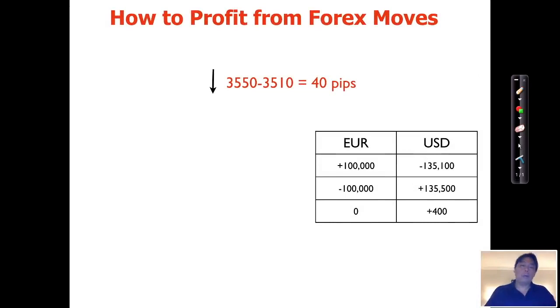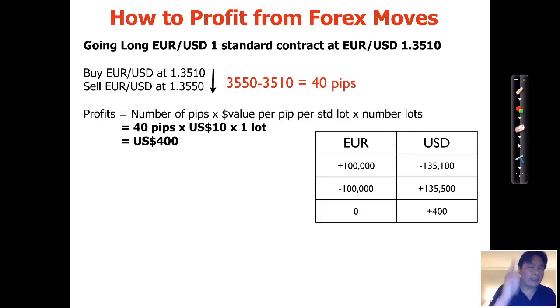Okay, so let me explain the same thing in a linear form. Some people like to think linear. So again, I go long on Euro USD, one standard lot at 3510. I buy Euro USD at 3510 and sell it at 3550. The difference is 40 pips. The profit is the number of pips times the dollar value per pip times the number of lots. So 40 pips times 10 bucks times one lot, that's $400.